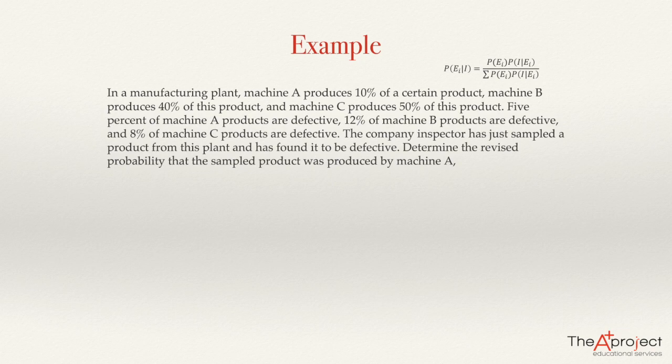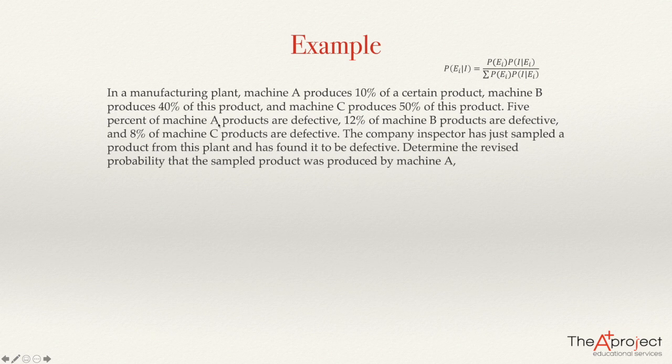In this video, I will be solving some problems in which we can apply the Bayes theorem. The first one is the following. In a manufacturing plant, machine A produces 10% of a certain product. Machine B produces 40% of this product, and machine C produces 50% of this product.